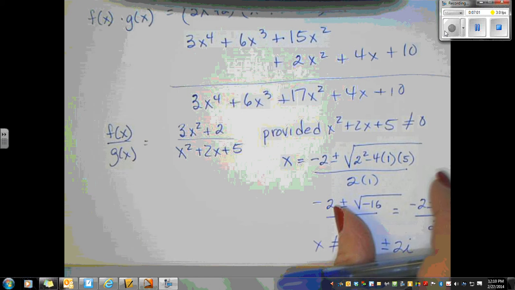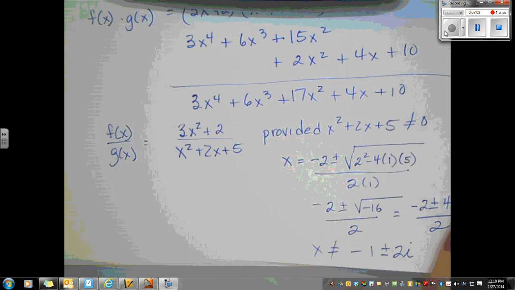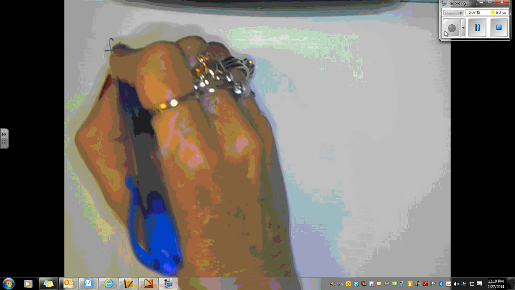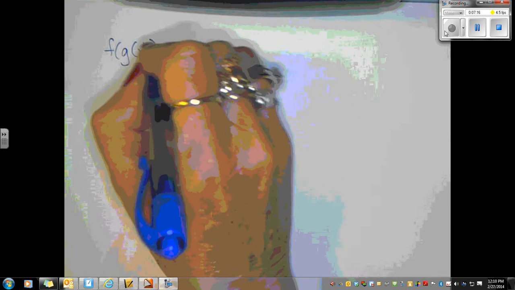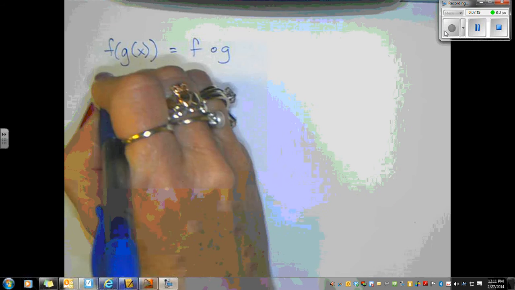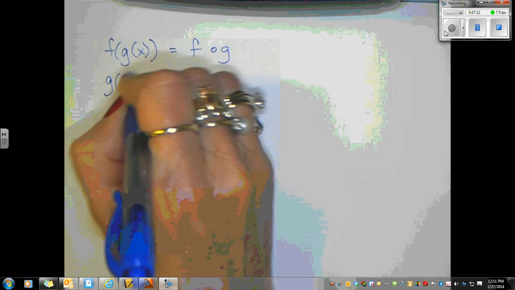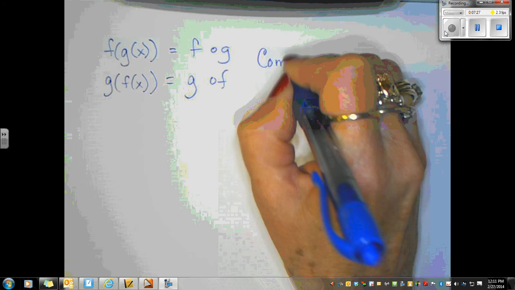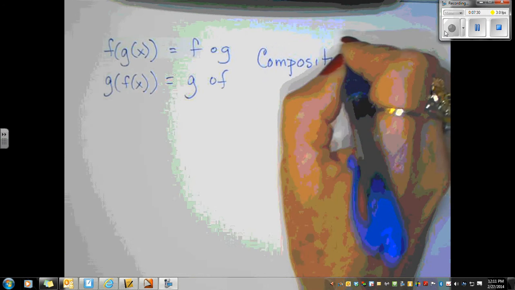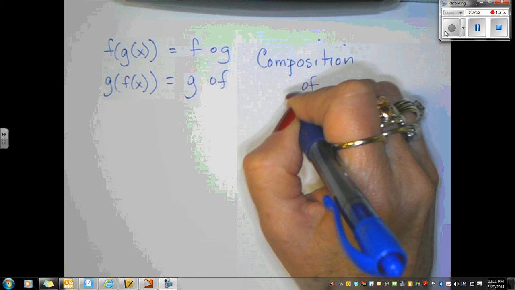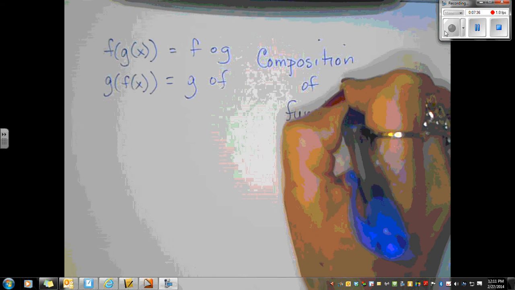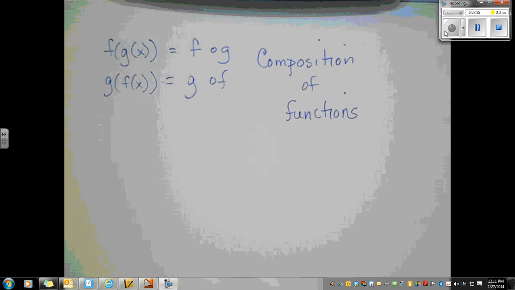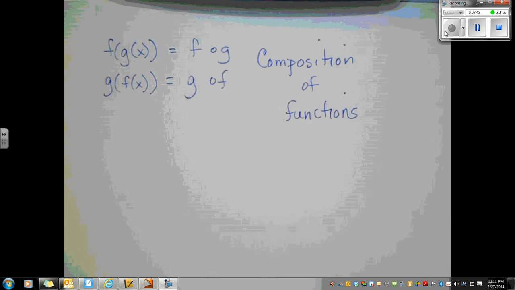All right, how about f of g and g of f? If we have f of g of x, or we have g of f of x, this is a composition, right? Okay, now, no problem, right? We get that.